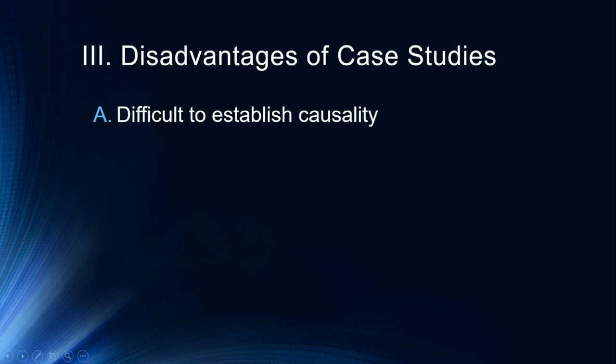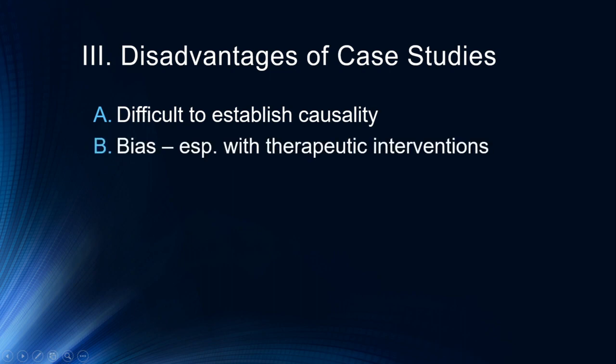Some disadvantages: these are very difficult for us to establish causality because it's not an experiment. We're pretty sure patient HM's memory loss was due to the loss of his hippocampi and medial temporal lobes, but of course it's difficult to establish that kind of causality without experiments, which is why we follow these up with experiments.